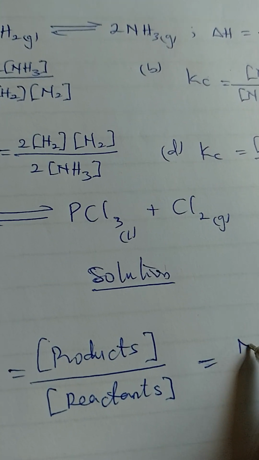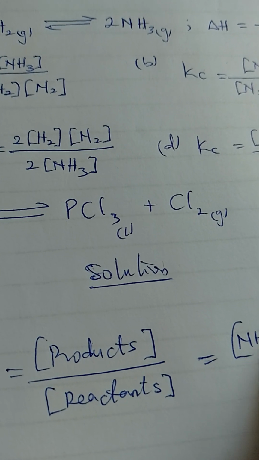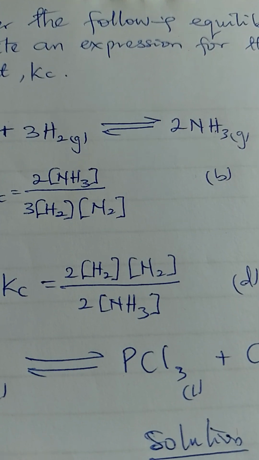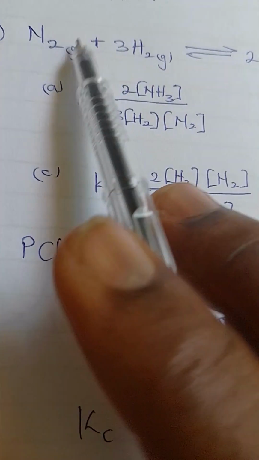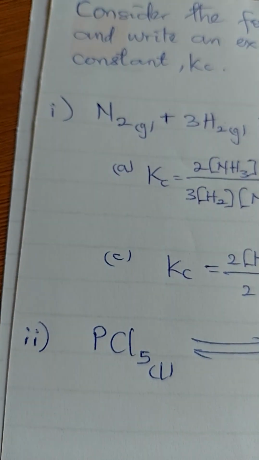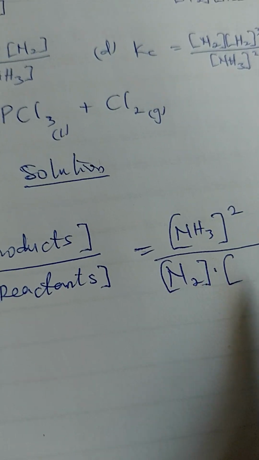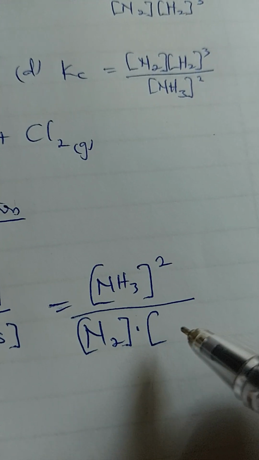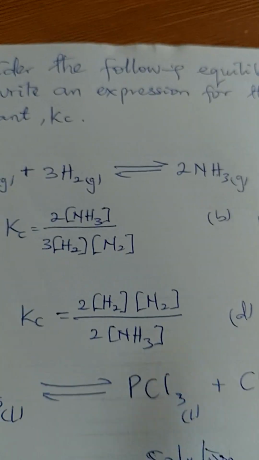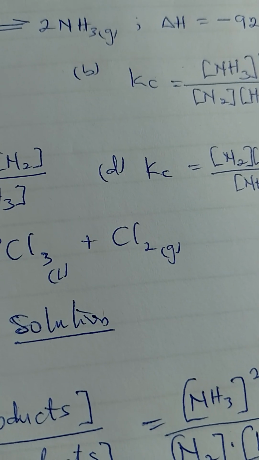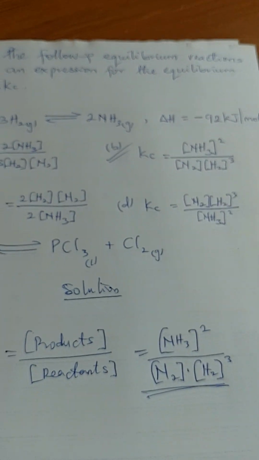That is, what is the product? Ammonia, its concentration raised to the power of the stoichiometric value, this 2 here. So you put it raised to the power, all over that of the reactants. Any of it can come first, but nitrogen is written first, so let's put nitrogen. And there is no stoichiometric value for nitrogen visible, that is 1, so it could be raised to the power 1, multiplied by the concentration of the hydrogen, which is H2. And if you look at H2, the stoichiometric value of hydrogen is 3, so raised to the power 3. So this is the correct answer. So B is the correct answer for that.